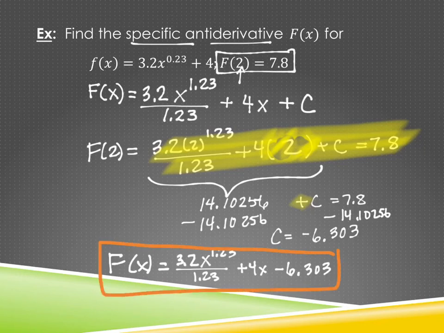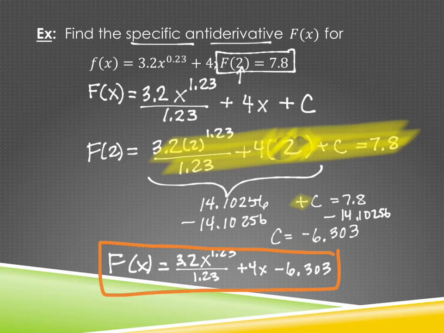And that would be my final answer for the problem then. That's the specific antiderivative. Now, notice, if you took the derivative of this, you'd get back where you started, right? The derivative of the 3.2x to the 1.33, the 1.33 would come down and cancel with the one on the bottom. I'd decrease my power to 0.23, and I'd end up with that 3.2, and the 0.23 as an exponent.